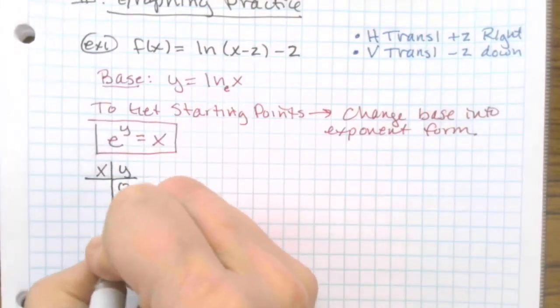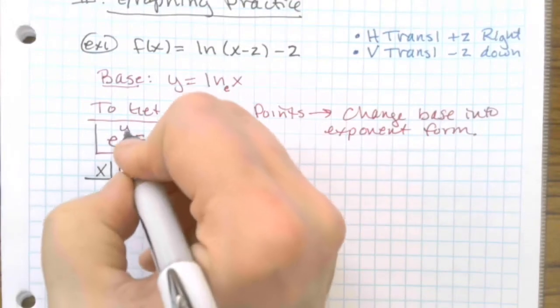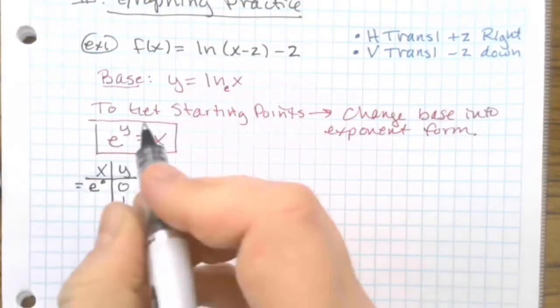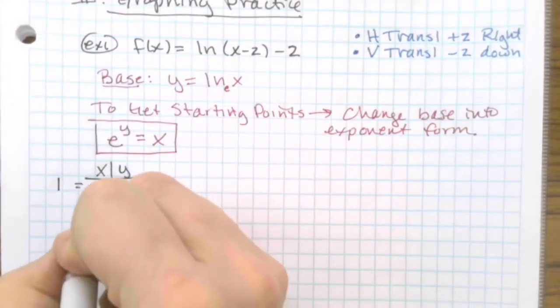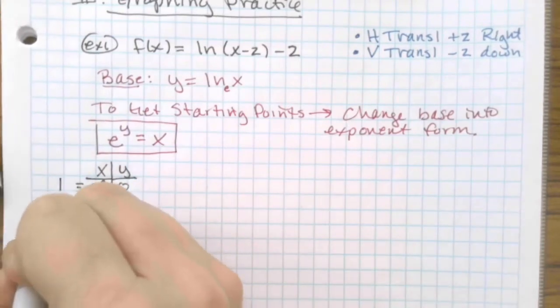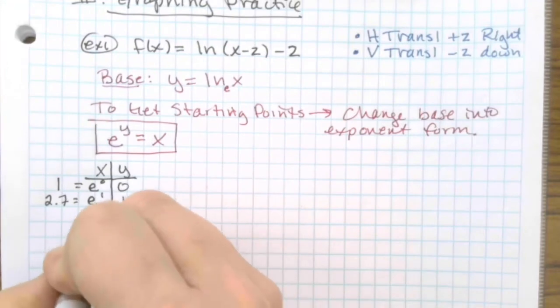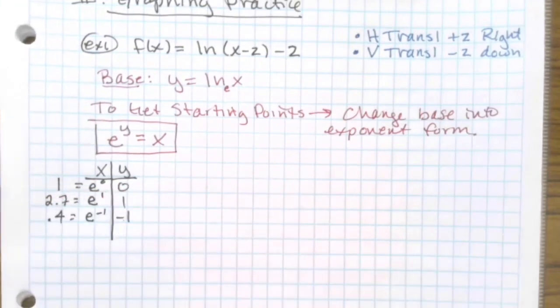So I'm going to use 0, 1, and negative 1, our basic 3 numbers. So if I substitute in a 0 for y, x is e to the 0, and anything to the 0 is a 1. Y equals 1, x is e to the 1, which is 2.7. And y is negative 1, it's e to the negative 1, which is 0.4. Those are 3 values you should be very familiar with.